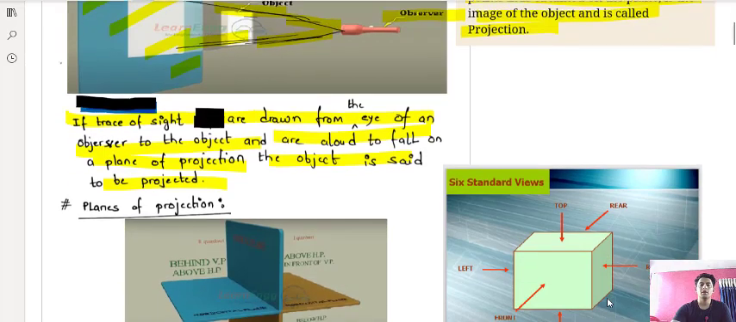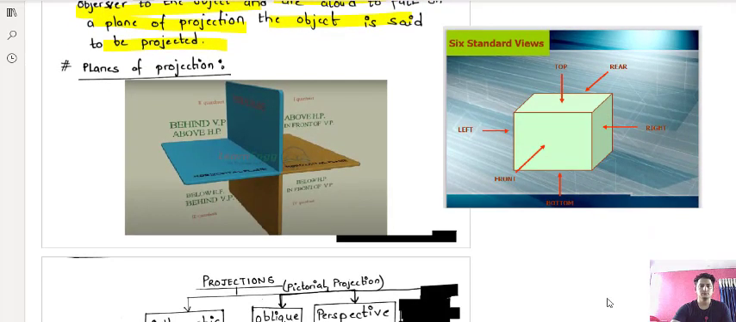Now what are the planes of projection? These are the planes of projection that you must have studied earlier, the quadrant system, in which this is the first quadrant, this is the second quadrant, this is the third quadrant, and this is the fourth quadrant. This one is the horizontal plane, and this one is the vertical plane.